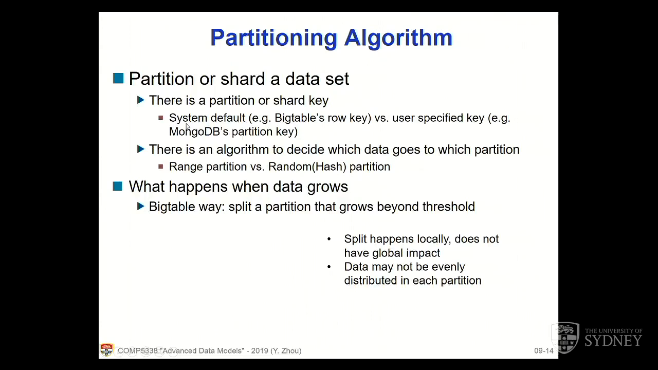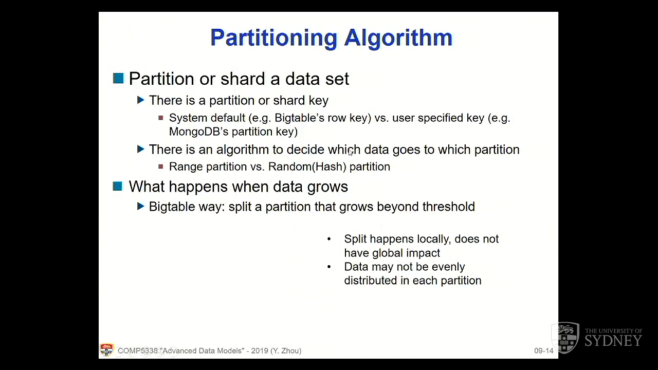There could be a system default, like in Bigtable, where you can't really choose the partitioning key. It only uses the row key to partition the data, and a range of row keys is always put together in a tablet. So this is called system default, and then there's user specified, like in MongoDB, where you can specify the sharding key. It doesn't have to be the underscore ID, the primary key. It could be anything else, though there are certain restrictions on the sharding key. Nonetheless, it allows users to choose a sharding key based on their understanding of the potential queries.